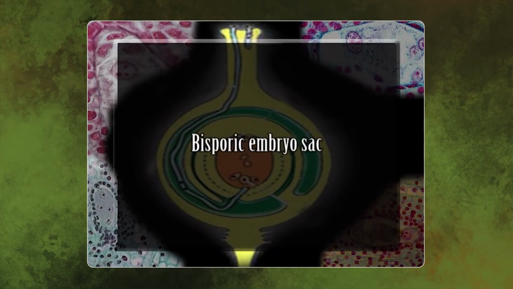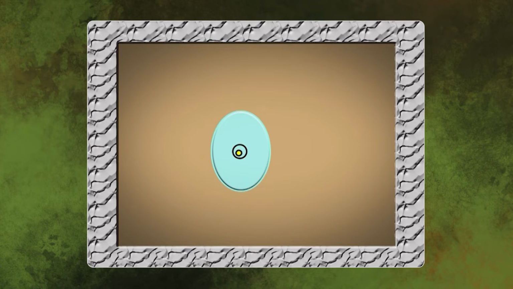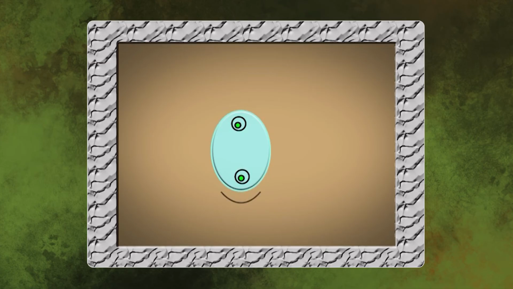Now, let us discuss bisporic embryo sac. In this type, 2 megaspore nuclei take part in embryo sac formation. Here the first meiotic division is followed by wall formation, so that a dyad is formed. Only one of the dyad cells undergoes the second meiotic division, whereas the other one degenerates. In the functional dyad, cell wall formation does not occur after the second division, and both the megaspore nuclei contribute to the formation of embryo sac.